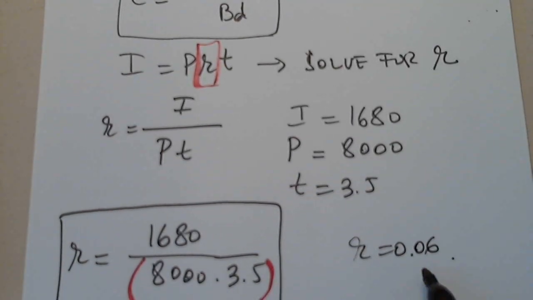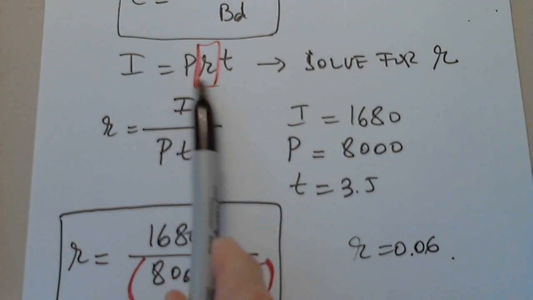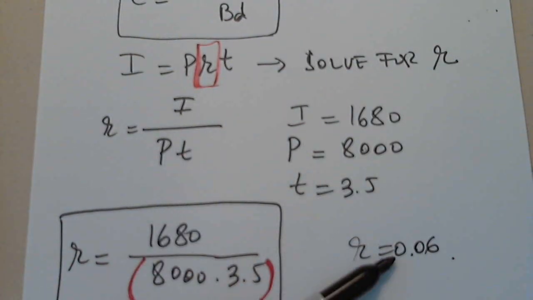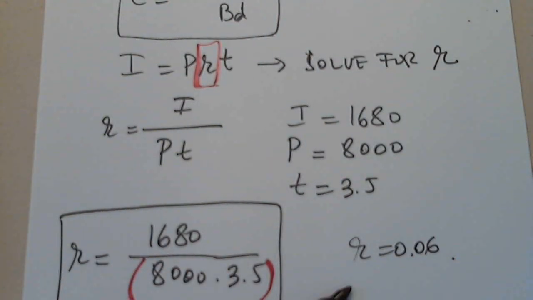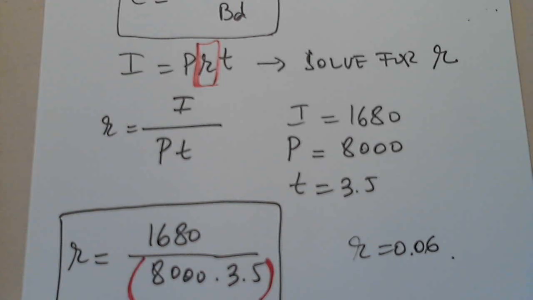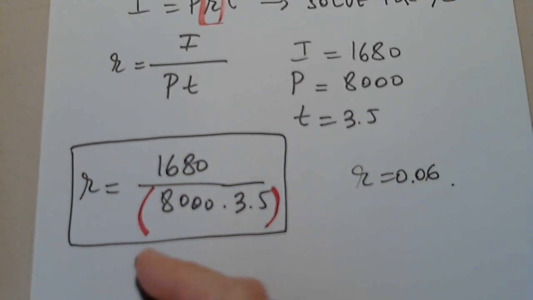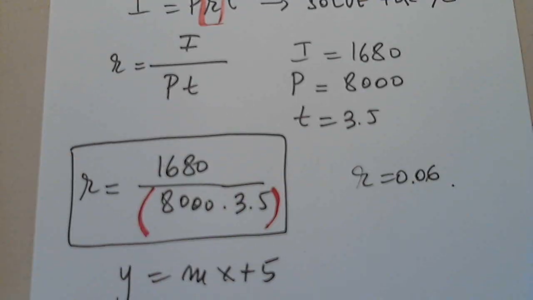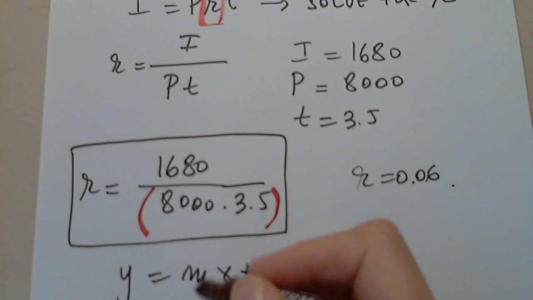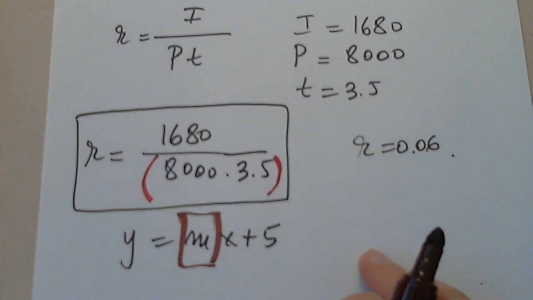Is there a way of checking? Of course. Multiply P, 8,000, by 0.06 and by 3.5. If you don't get 1680, something is wrong. Any questions? Here's another. Y equals mx plus 5. We're going to look at this a lot very soon. Okay, in this case, we're asked to solve for m. What is the first step?